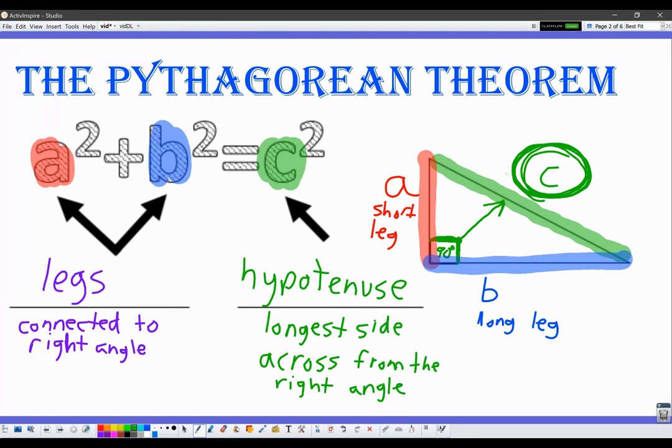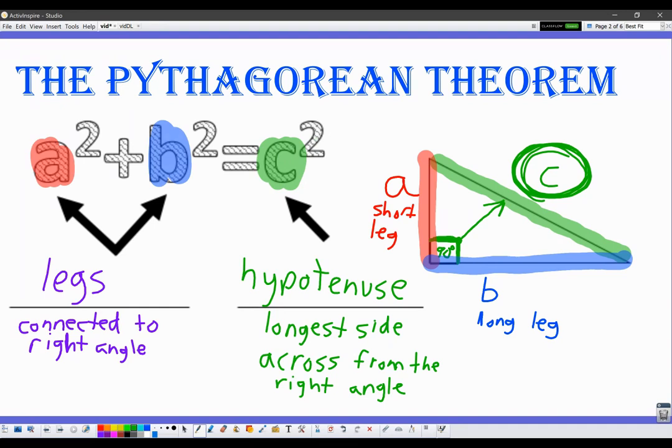Now that we have identified the triangle, let's look at the formula itself. Let's look at the Pythagorean theorem. And all it says is a squared plus b squared equals c squared. Remember that these squares, they don't mean times 2. They mean this number times itself. So this is a times a plus b times b equals c times c. So that's what that square represents, and that's our Pythagorean theorem.